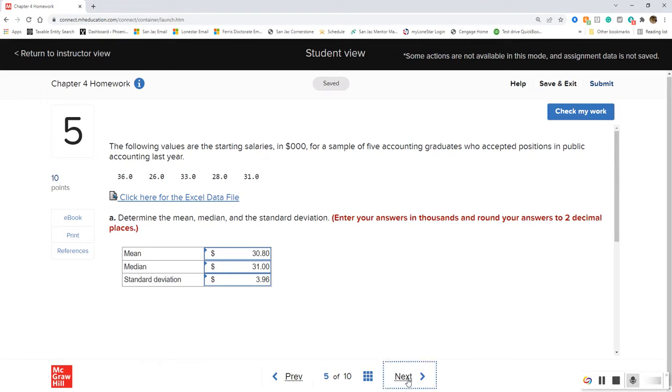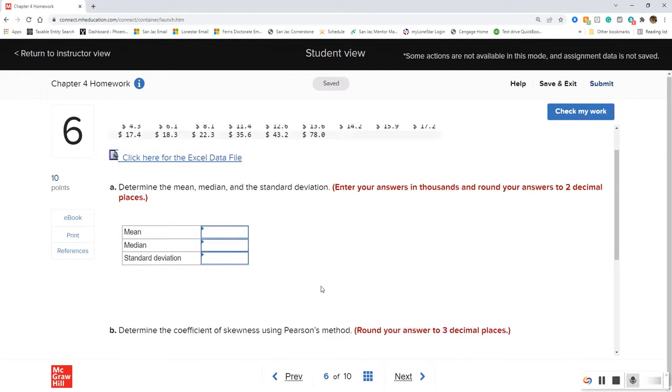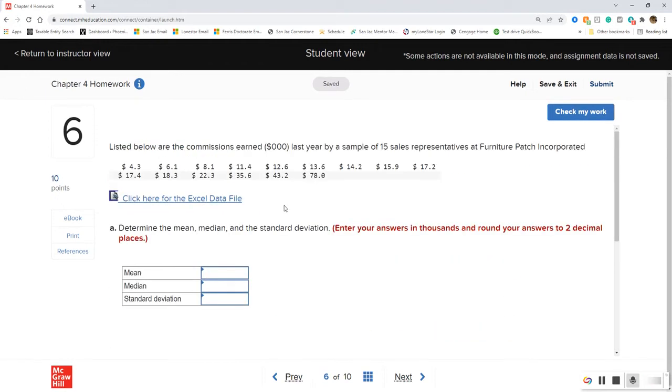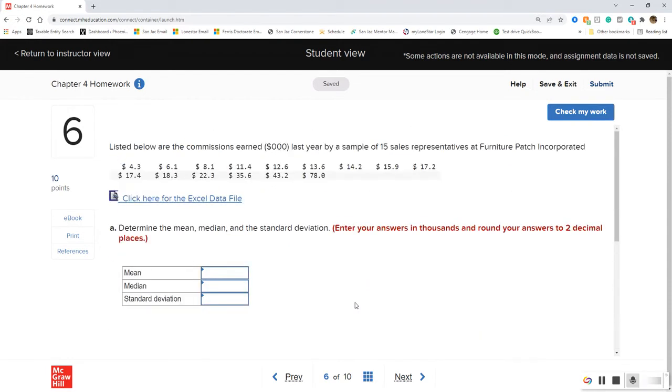Okay, so next we have the same thing going on. This one has 15 sales representatives. You've got to find the mean, median, standard deviation, and both of these. So again, exactly what we did for question 5. I'm not going to go over it again because it's basically the same format that we just went over.